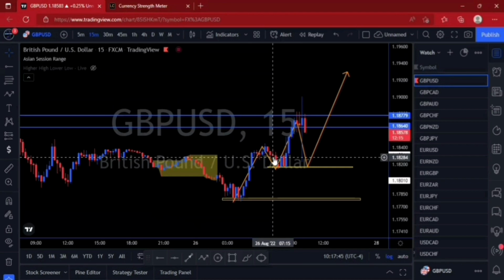I've already entered for a sell. Now let's wait and see. It's the same stop loss and the same take profit. Let's observe and see what's going to happen again. This is the second attempt. I only take 3 attempts for the day. The first attempt, I was stopped out. The second attempt, let's see how it's going to work out.